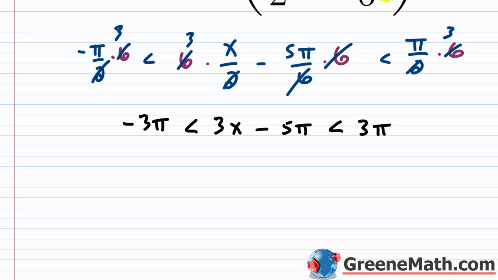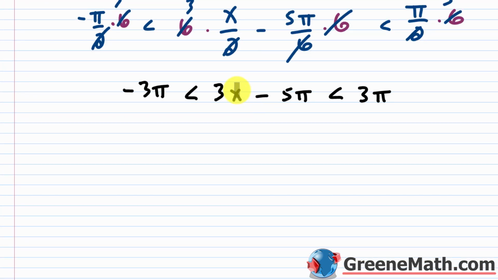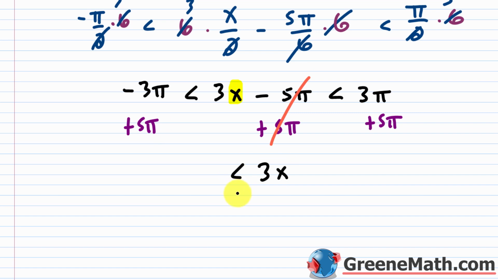Let me slide down here a little bit, and I'm trying to isolate x in the middle. So to do that, I'm just going to add 5 pi to each part here. So this is going to cancel. So let's write that 3x is greater than negative 3 pi plus 5 pi, that's going to be 2 pi, and it's going to be less than 3 pi plus 5 pi, that's going to be 8 pi.